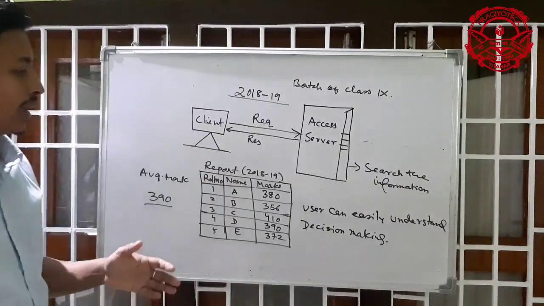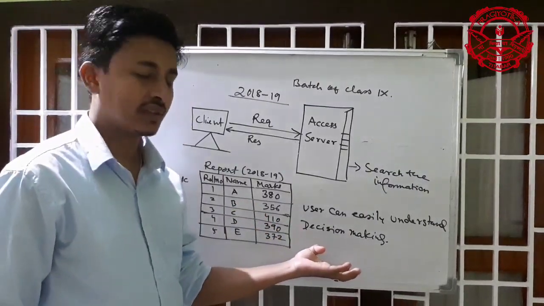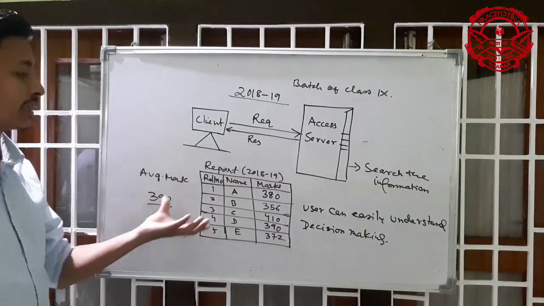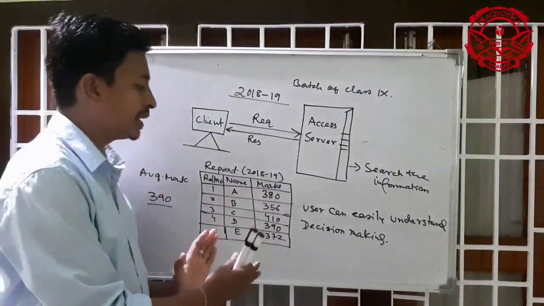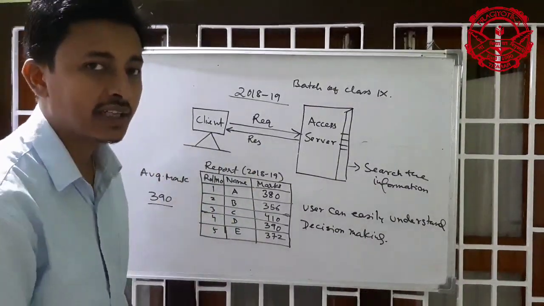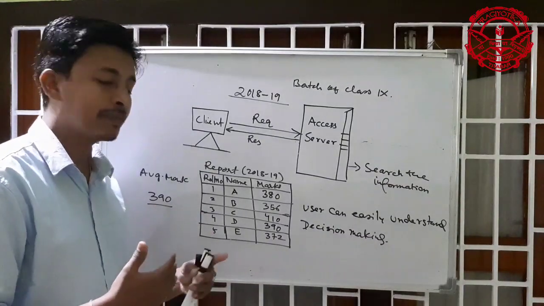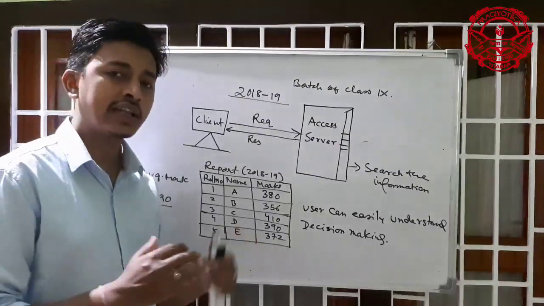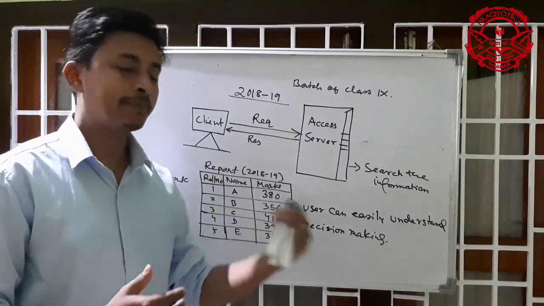So I can make a decision with the help of this report, that each student gets only 390 marks on average. With the help of this report we can make decisions, like in the next year we can make some changes. For example, in computer science some students get less marks, so I can give some extra effort to those particular students.